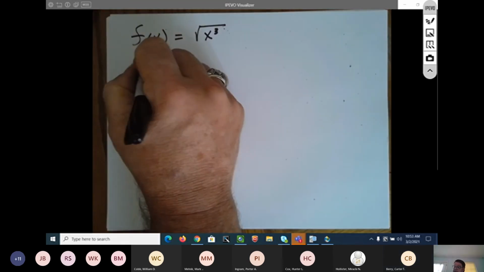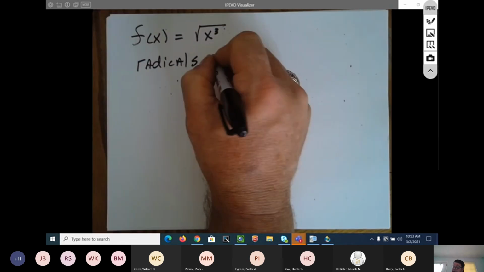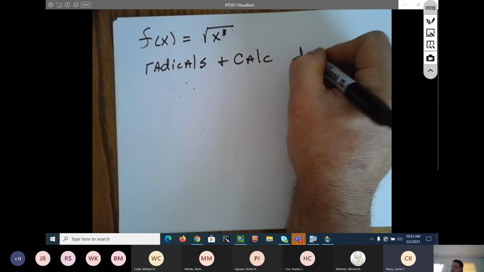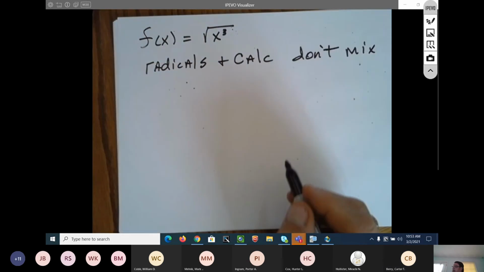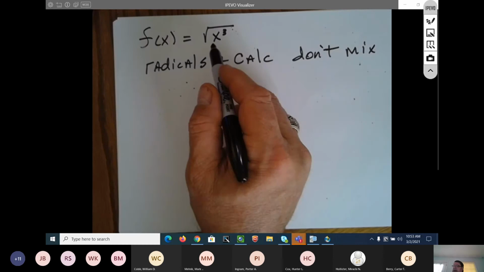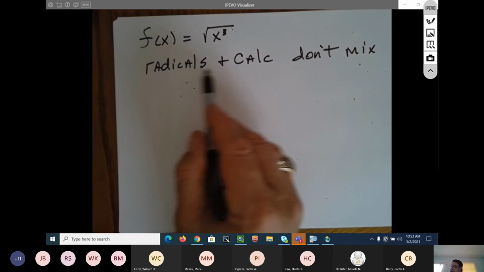Radicals and calculus don't mix. What does that mean? That means you've got to change that radical into a what? Exponent. An exponent. Sorry. Radicals and calculus don't mix.